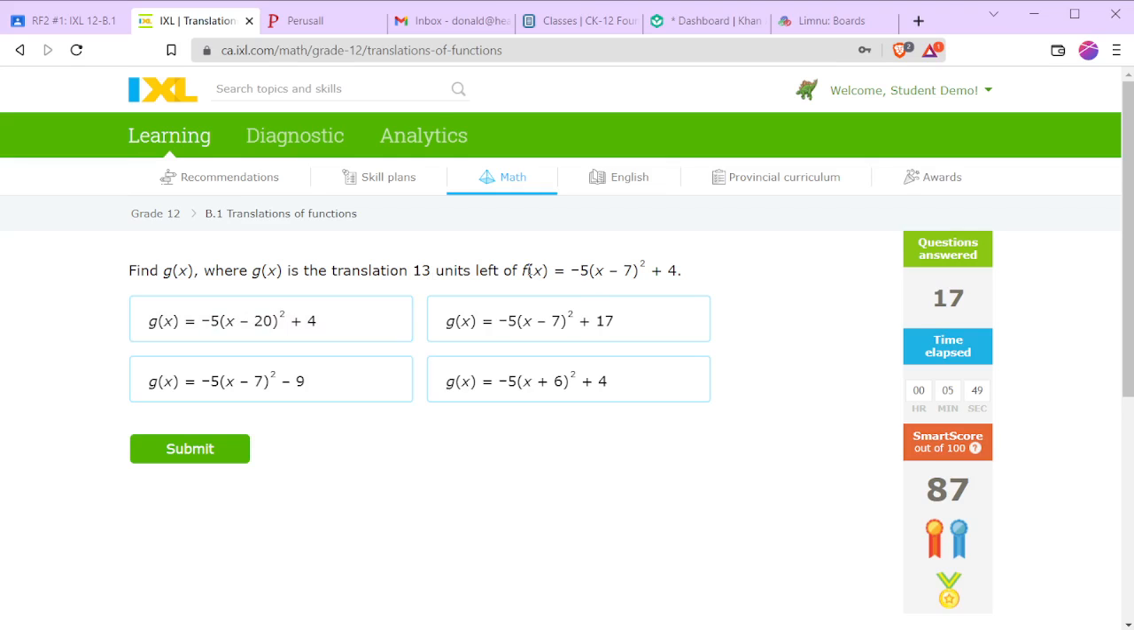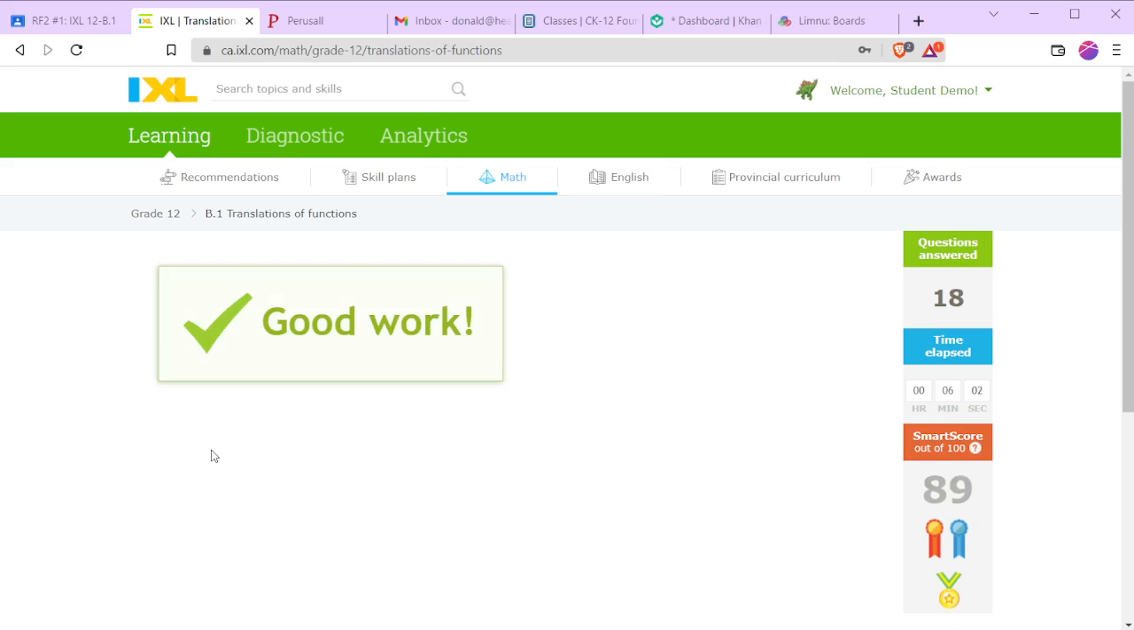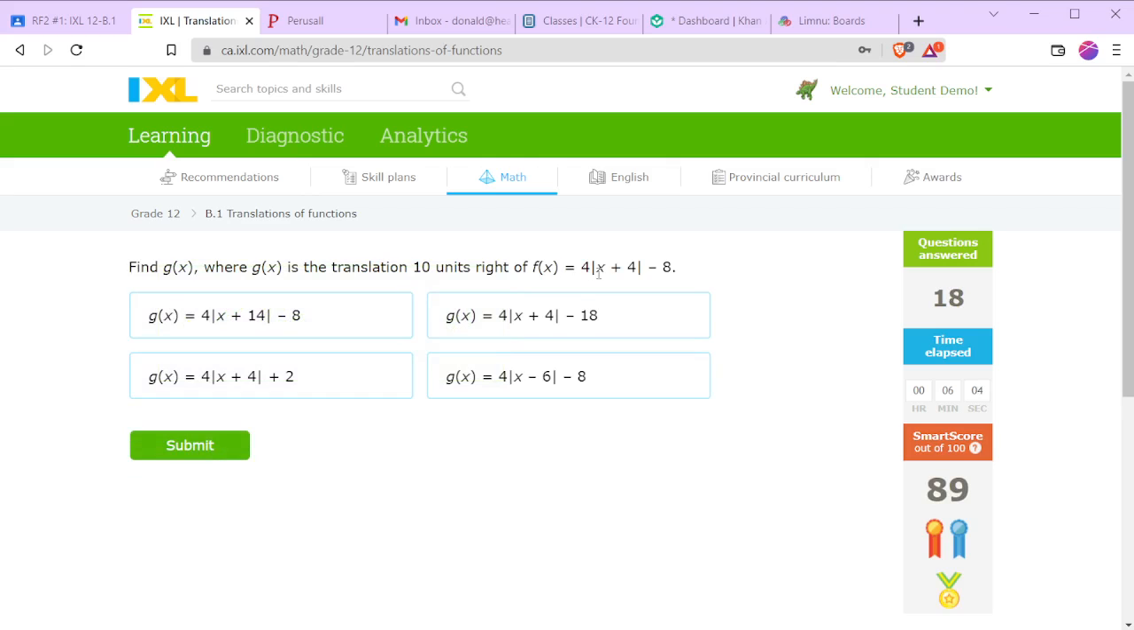Now here we want to move this 13 units left. So our x is replaced with x plus 13. And the plus 13 minus 7 simplify to a plus 6. Now 10 units right, our x is replaced with x minus 10. And x minus 10 plus 4 is the same as x minus 6.